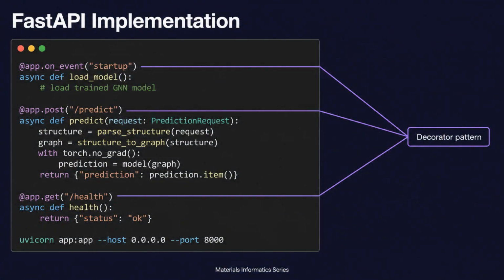The FastAPI implementation uses Python decorators to define endpoints. The startup event loads the model when the server starts, avoiding repeated loading. The predict endpoint receives crystal input, parses the structure, converts to graph format, runs inference with torch.no_grad, and returns the prediction. The health endpoint provides status information. Run the server with uvicorn specifying host and port.